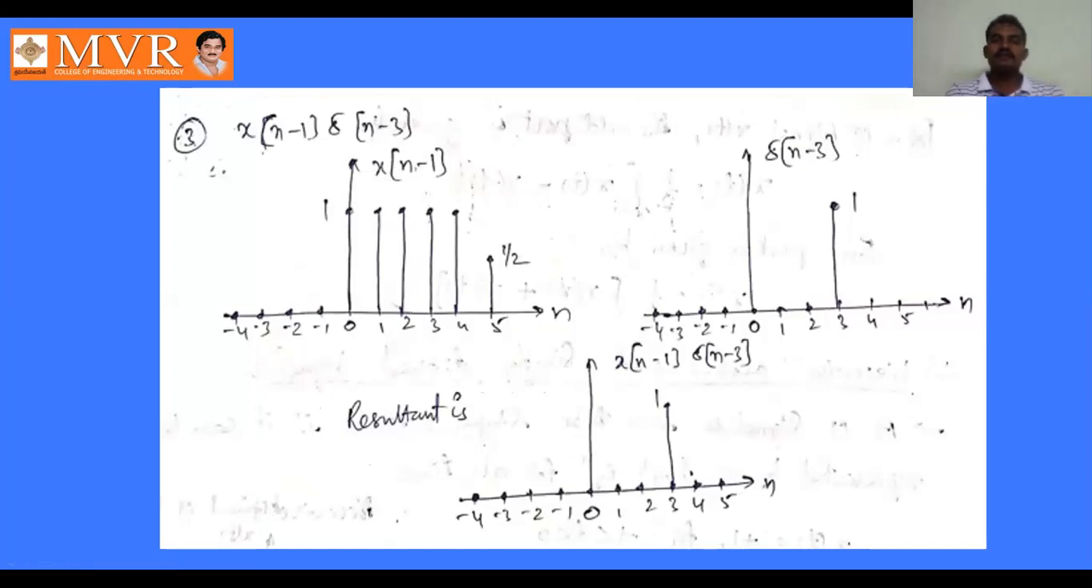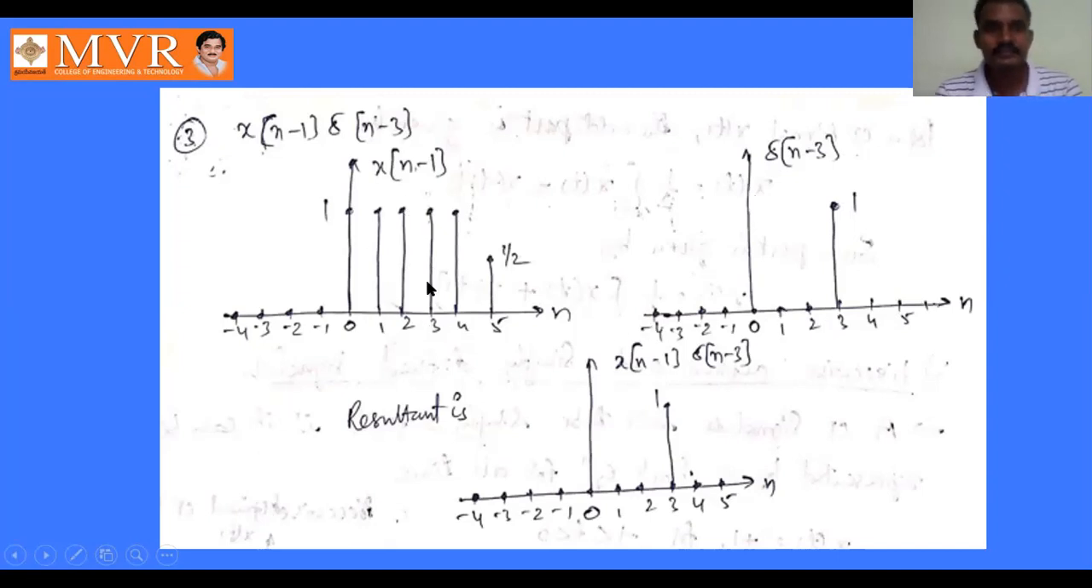How to define the delta function? Delta function, delta of t exists only at t equal to 0. At t equal to 0, its value is 1. That is delta function. But here it is delta of n minus 3. It is shifted towards right side by 3 units. 1, 2, 3. So at 3 its value is 1. So this is delta of n minus 3. At all remaining values, its value is 0.